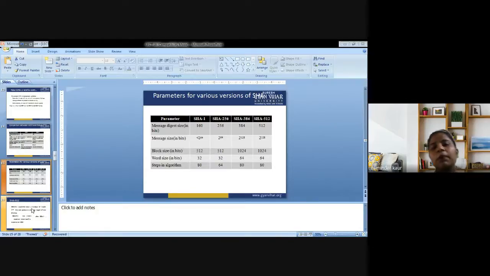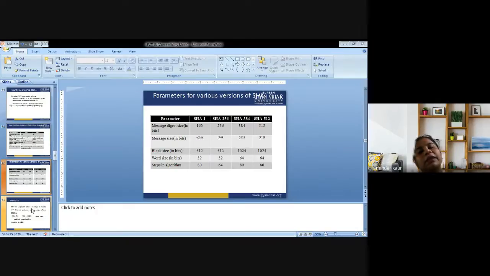If we are talking about SHA1, then it consists of 160 bits. If SHA256, then it consists of 256. If it is 384, then it is 384. If it is 512, then it is a 512-bit block. Next is message size.